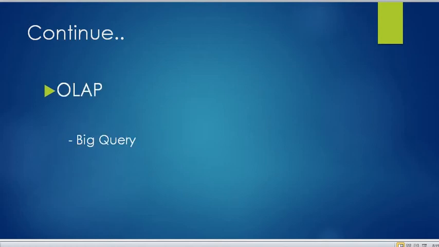Then OLAP, which is online analytical processing. For this we have a good tool, which is BigQuery. BigQuery can store huge amounts of data and has a SQL interface for giving SQL commands and retrieving data from it. So this is Google's data warehouse solution.